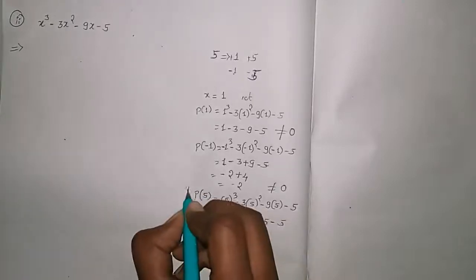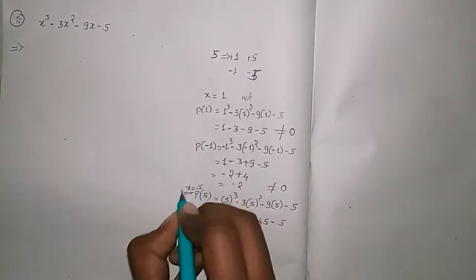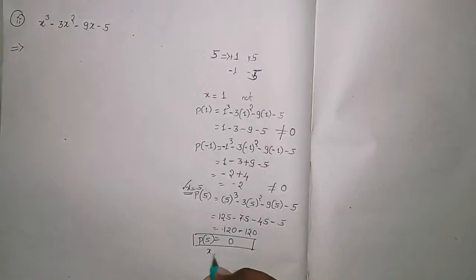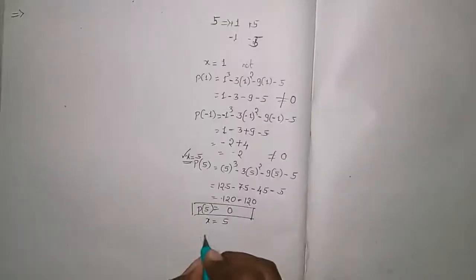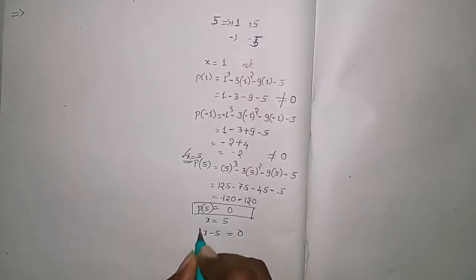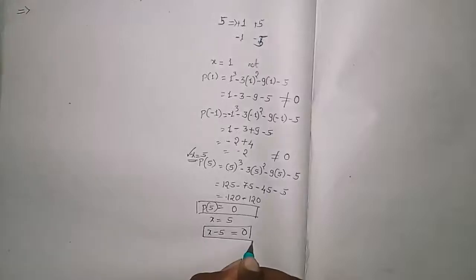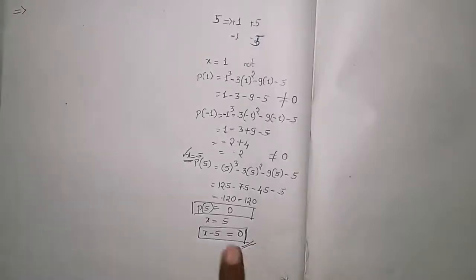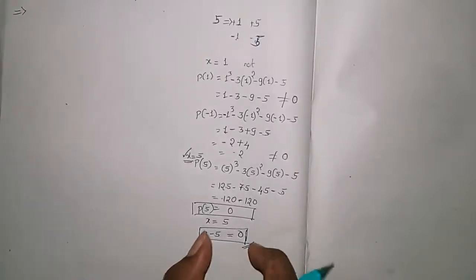So that means x is equal to 5, which is the root we have considered. So x equals 5 means we have to convert it to the factor. So x minus 5 is equal to... as it is positive, if it comes to the right-hand side it will become negative. So this is our one factor. Now we got our one factor.